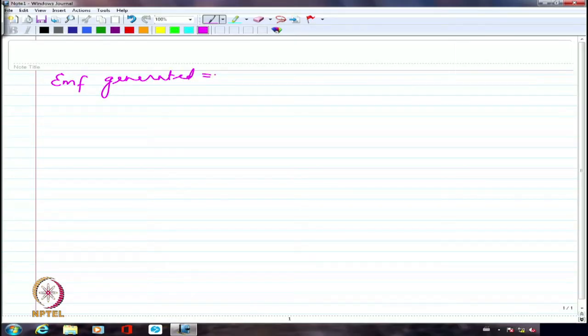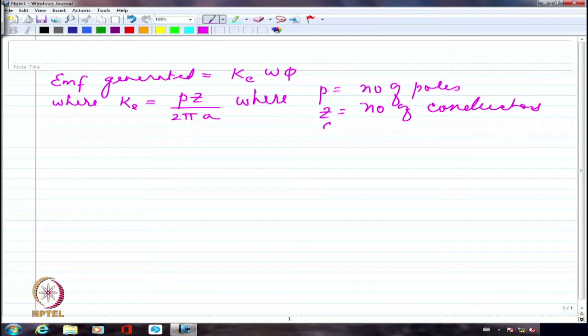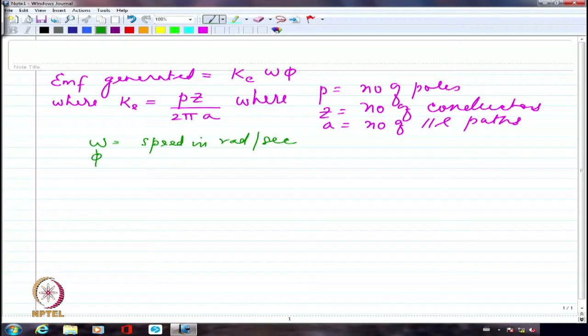The generated EMF is going to be equal to the back EMF constant, which I may call KE, multiplied by omega multiplied by phi, where KE is equal to the number of poles times the number of conductors divided by 2 pi A. Let me write this again, where P equals the number of poles, Z equals the number of conductors, and A equals the number of parallel paths. This is what we wrote, and omega is the speed in radians per second, and phi is the flux per pole in Webers, of course.